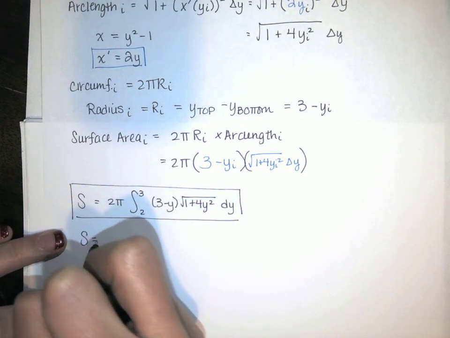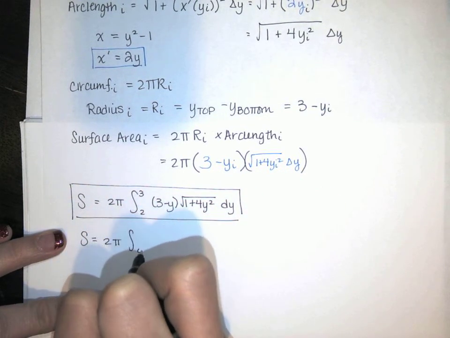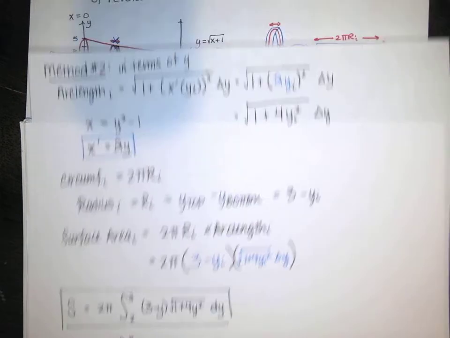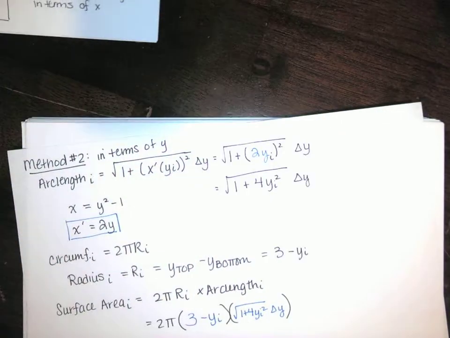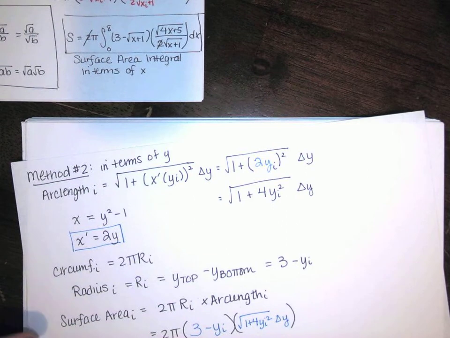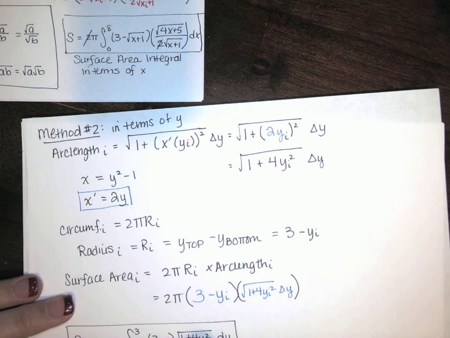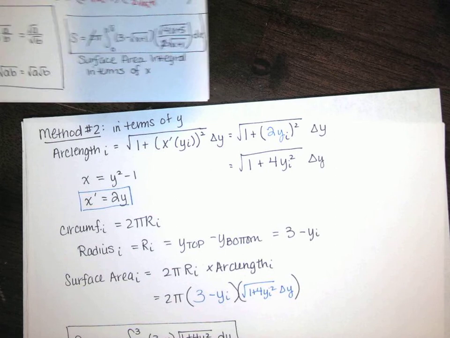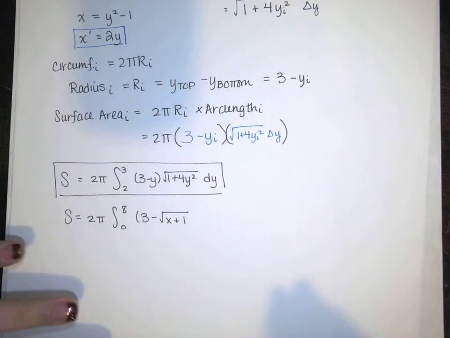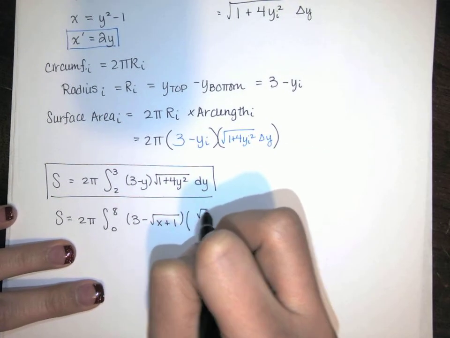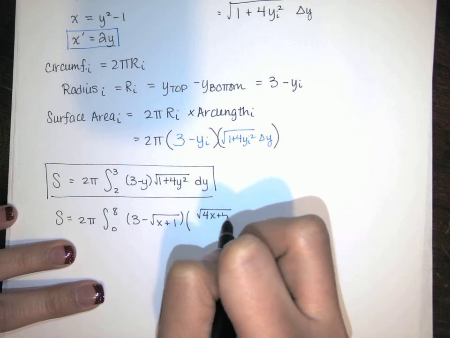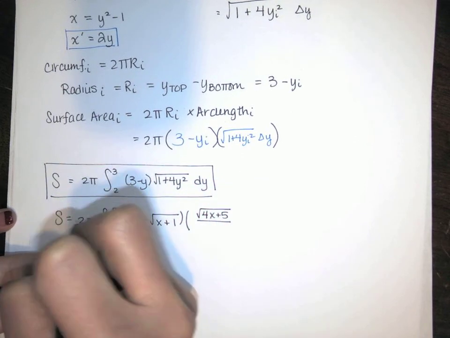And remember what our integral was in terms of x. It was that ugly thing. Oh gosh. Pick your poison, guys. Which one do you want to evaluate?